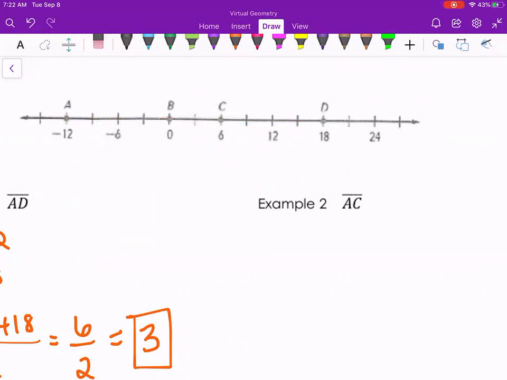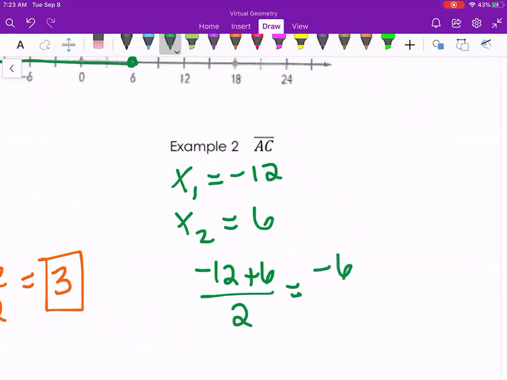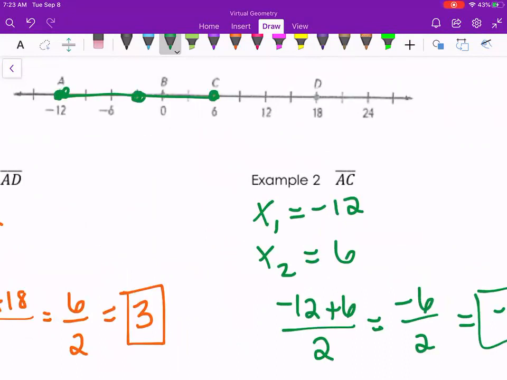Now we're looking at A to C. So we start at A, and I'm going to C. Again, my x1 is the same -12 as before. My x2 is a 6. Again, the rule says to add those up, so -12 plus 6, and divide by 2. This time I have -6 on the top, 2 on the bottom. So at -3 is where my midpoint is located.